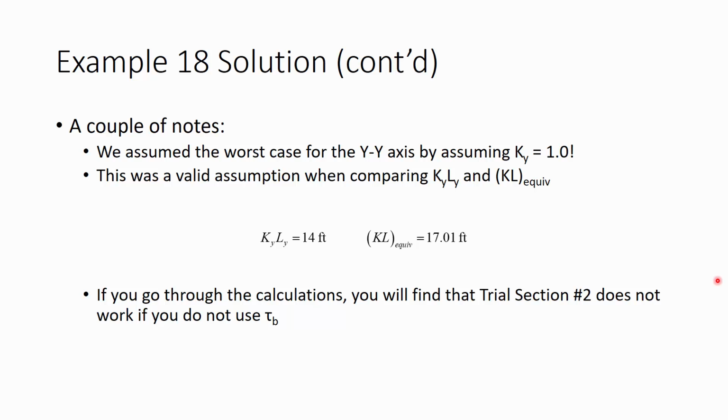So, using tau can actually mean the difference between selecting one shape or not. And it's not only completely allowed within the specifications, but it makes behavioral sense to use tau. I mean, columns exhibit inelastic behavior, so capturing that in your analysis is a completely valid and reasonable thing to do. So the short answer, or the final answer for this example, is to use the W12 by 152.